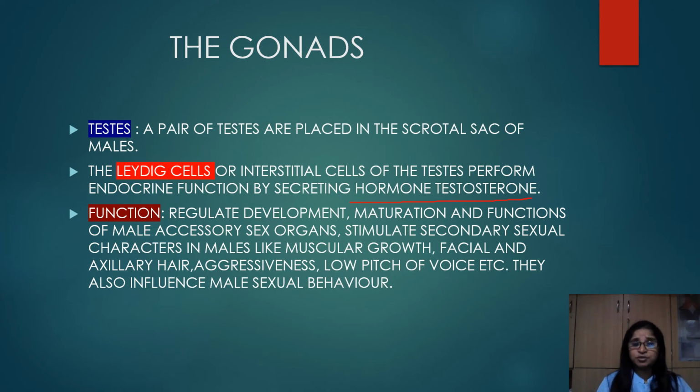What is the function of testosterone? It regulates development, maturation and functions of the male accessory sex organs, and stimulates secondary sexual characters in males during puberty, like muscular growth, facial and axillary hair, aggressiveness, low pitch of voice, etc. So these are all the secondary sexual characters which appear in males during puberty. These are because of the testosterone. It also influences male sexual behavior and has an influence on the libido. So yes, this is exactly how the gonads, that is the testes in males, act as an endocrine gland.